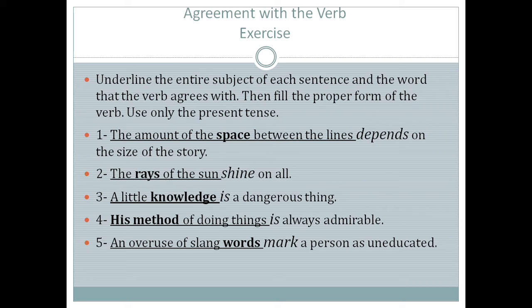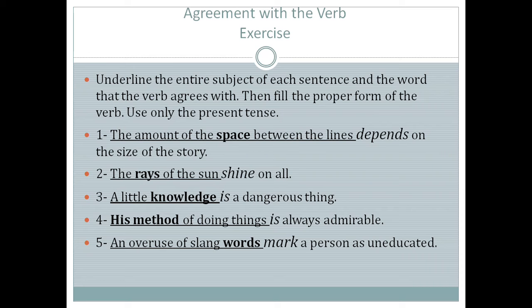So present simple tense with pronouns I, you, we, they: the verb, ordinary verbs like shine, like depend, like write, speak, with I, you, we, they keep their infinitive form. So the rays of the sun, rays is the subject, the is the definite article modifying rays, and of the sun also modifies the rays. So the rays of the sun shine on all. Rays, plural, agrees with the verb shine.